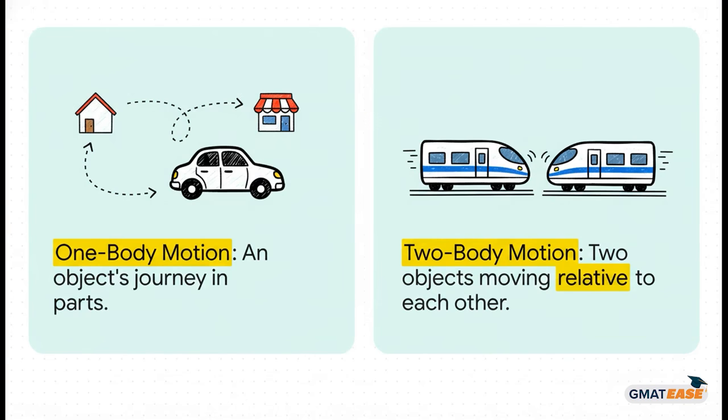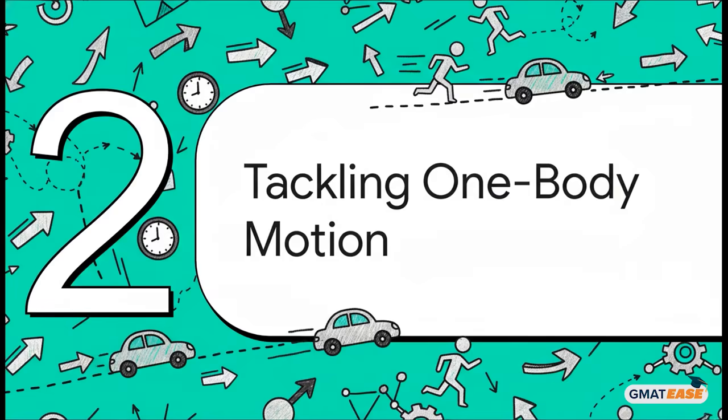And here they are. On one hand, you've got one body motion. Think of this as one object's journey, just told in different chapters. Like biking to the store and then taking the bus home. On the other hand, you have two body motion. This is all about two different things moving at the same time, relative to each other. So let's start with one body motion.